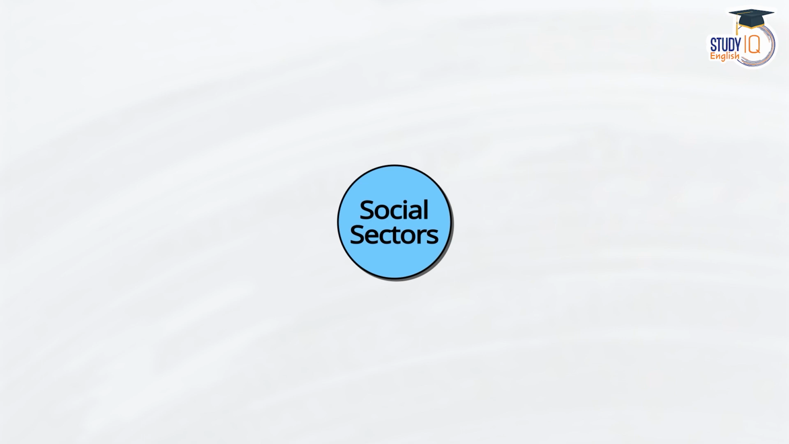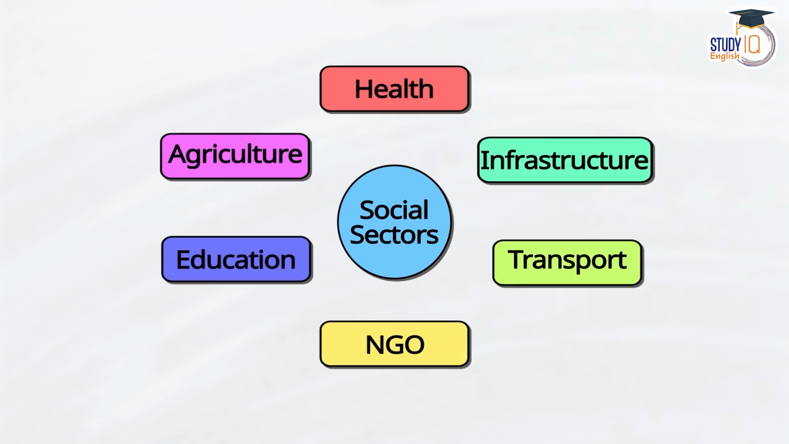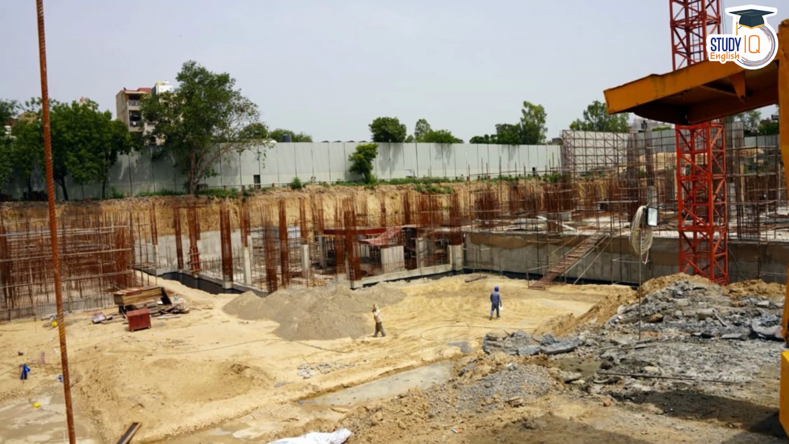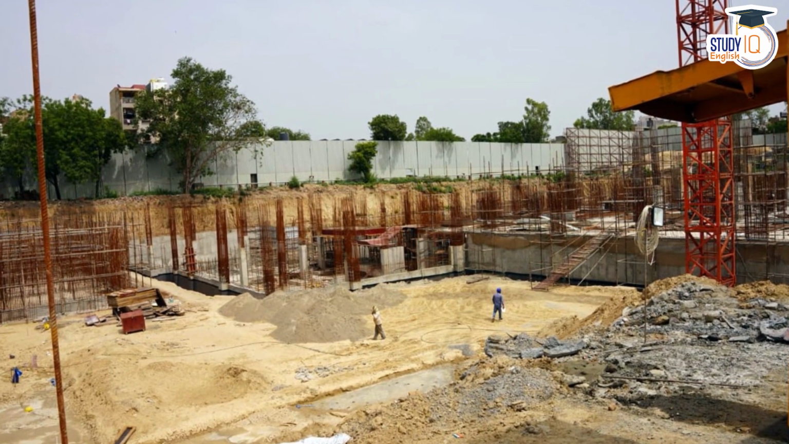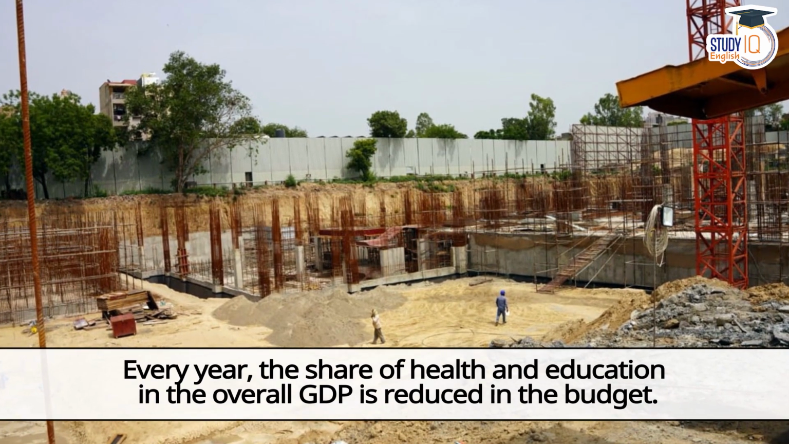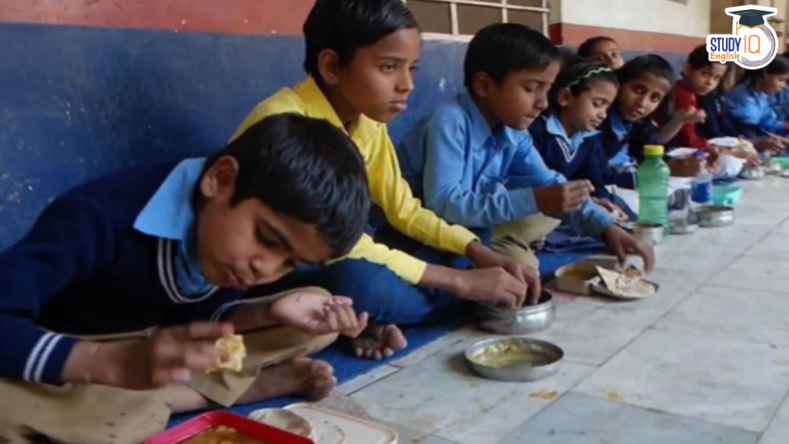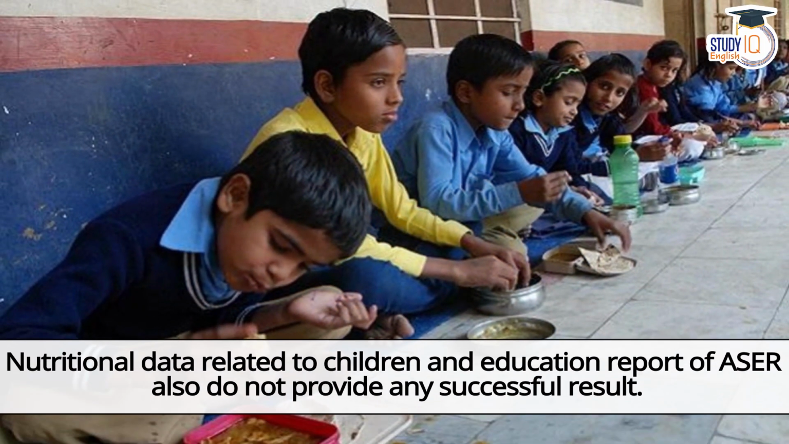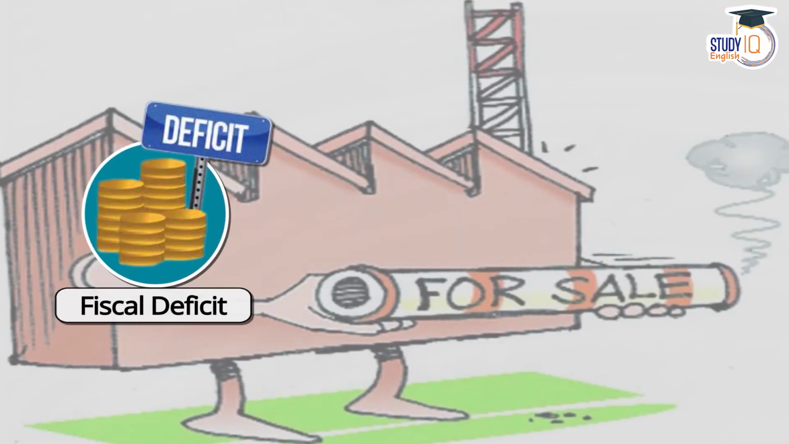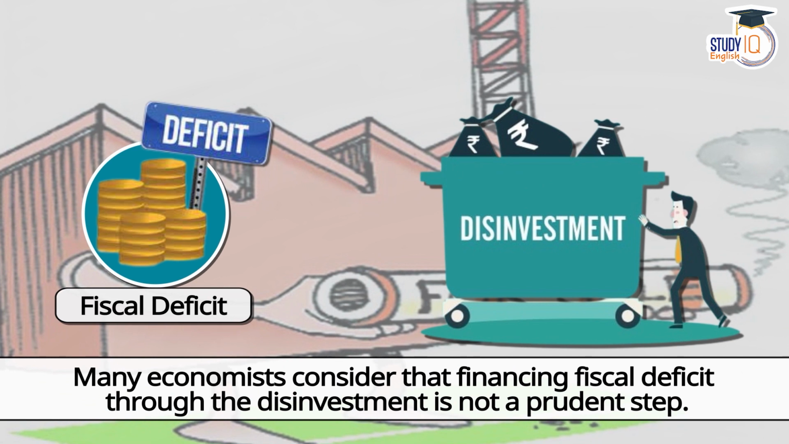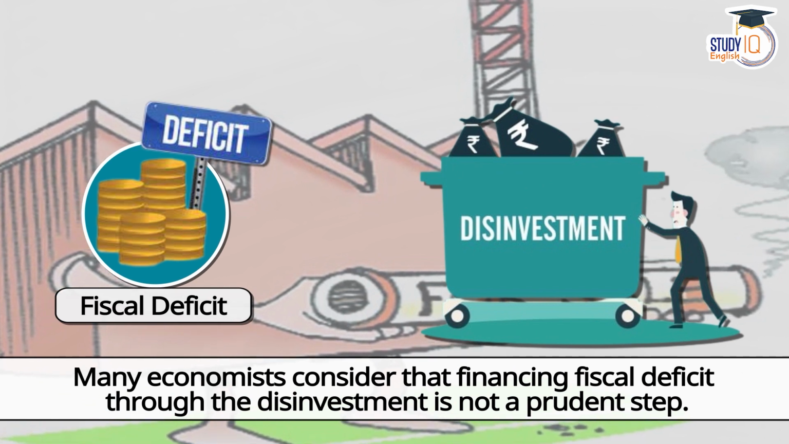Social sectors too don't reflect satisfactory improvement. While talks of building world-class hospitals and universities go on, the real work on the ground is too slow. Moreover, in the overall GDP of the budget, health and education is largely ignored, which affects essential services. Nutrition data related to children and ASER's education report too don't show any successful result. Many economists believe that the adoption of disinvestment is an unhealthy and short-term practice to reduce fiscal deficit, because disinvestment is neither always profitable nor are its targets achieved on time.